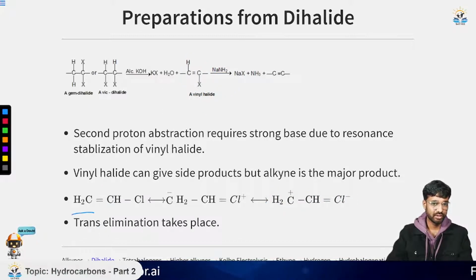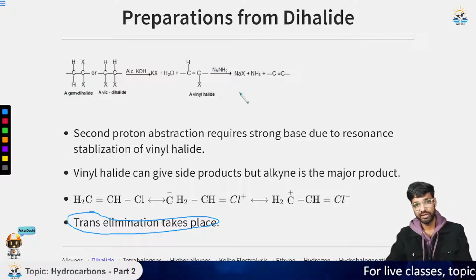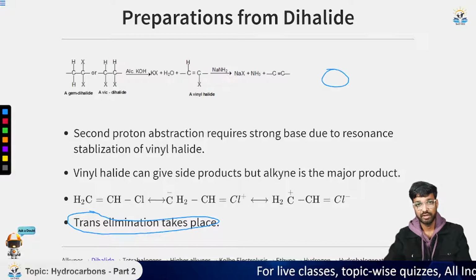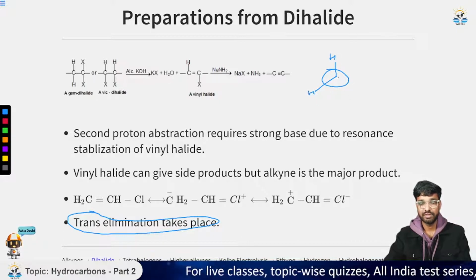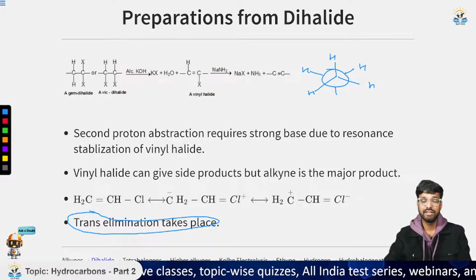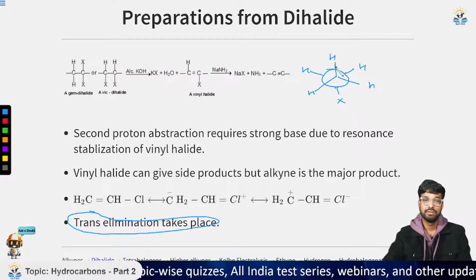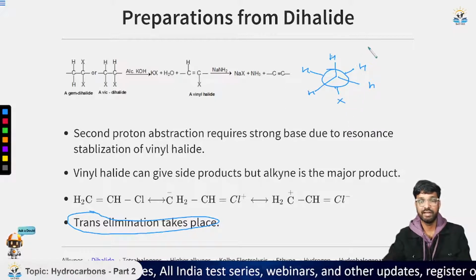Now the next thing to notice is that trans elimination takes place. This is a very important point here, that is, trans elimination takes place. So suppose we have a structure like this, I am just giving you an idea. Suppose this is the hydrogen that we have, again a hydrogen, again a hydrogen. Then we have to take the staggered conformation of it, and this H should be trans to this X.